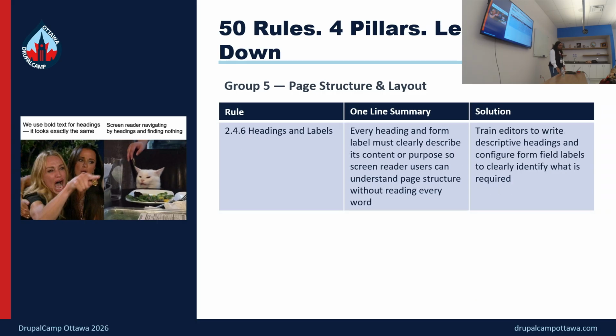Then moving on to the next one, that is 2.4.6, headings and labels. Every heading and form label must clearly describe its content or purpose so that screen reader can understand the page structure without reading every word. So for example, if we have any page that has sections and each section has some descriptive heading, we are not supposed to provide something like section 1 and some description. Describe what's inside that section, not just a section. Solution is to train the editors to write descriptive headings and configure your form field labels to clearly identify what is required.